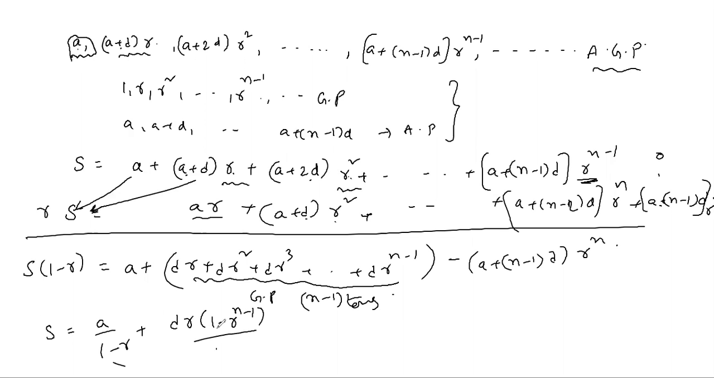This is the sum of n minus 1 terms of GP, and we are dividing with 1 minus R, so whole square. Minus of A plus n minus 1 into D into R power n by 1 minus R. This is the sum of n terms of GP. It is not easy to remember this formula, so just remember the process.